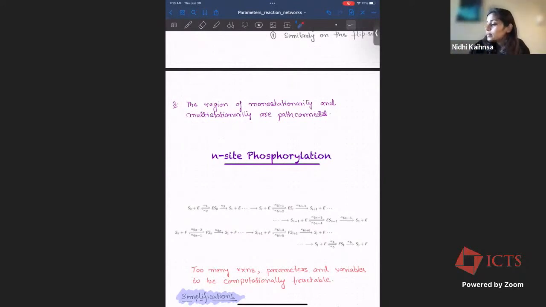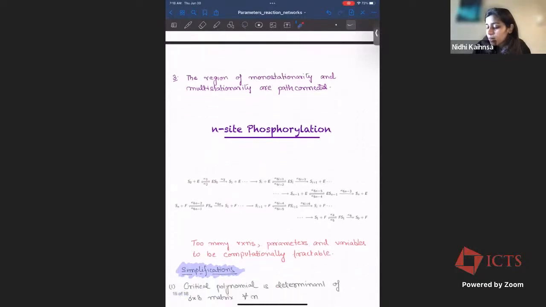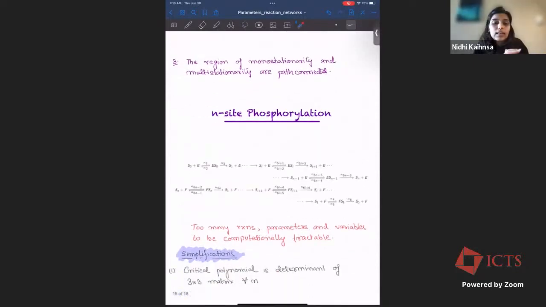But the interesting part of all of this is that we can carry out some simplifications. First observation is that we can write down our critical polynomial as a determinant of a 3x3 matrix. It doesn't matter the number of sites of this network, or how many variables we have, or that there are too many polynomials defining my ordinary differential equations. The critical polynomial is always a determinant of a 3x3 matrix.